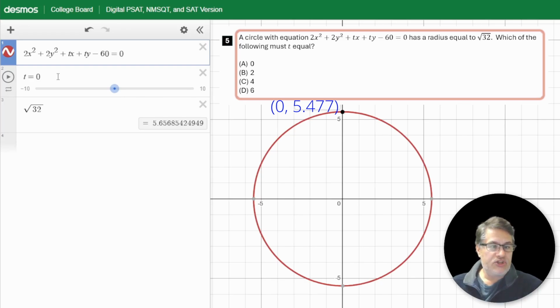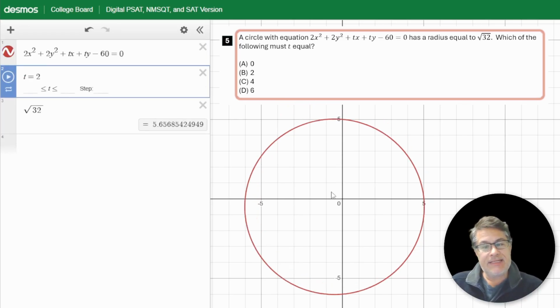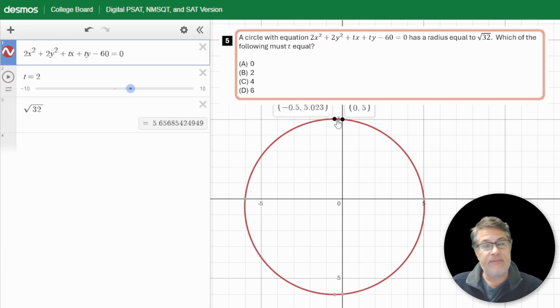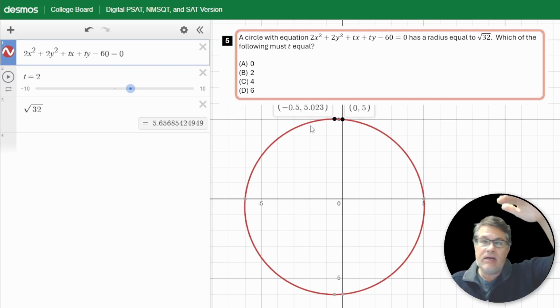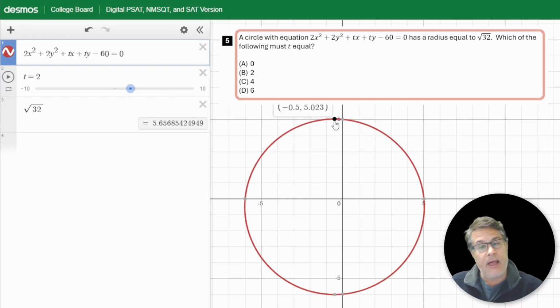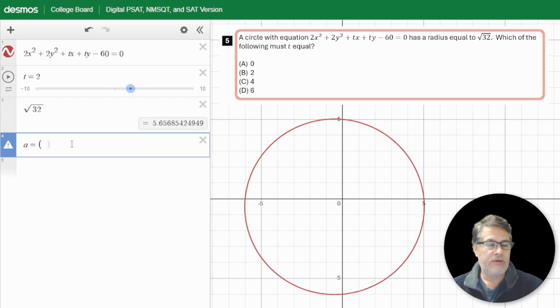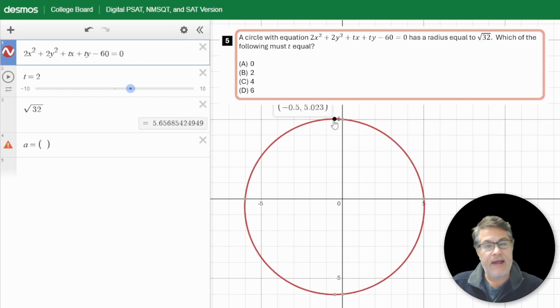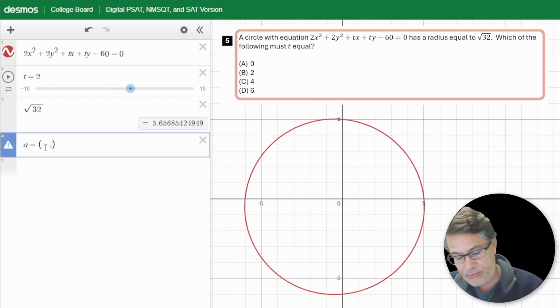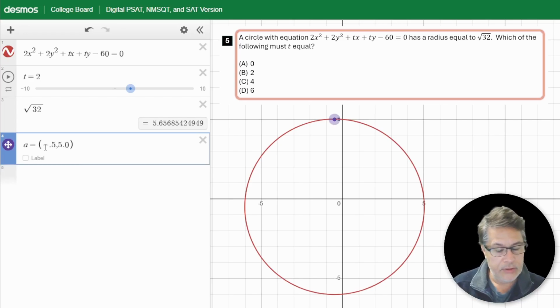So why don't we now make it 2, okay? And notice that the circle is no longer centered at the origin, so we have to be a little bit more careful. You have a point here at 0.5 and another point at negative 0.5, 5.023. That's the one we want because that's a little bit higher up. So what we're going to do is a rather clever thing, and that is assign to the letter A that particular point. We're going to say A equals, and remember, when you do a point, you need parentheses. So A equals, and let's get that point one more time. It's negative 0.5, 5.023. So negative 0.5, comma, 5.023.